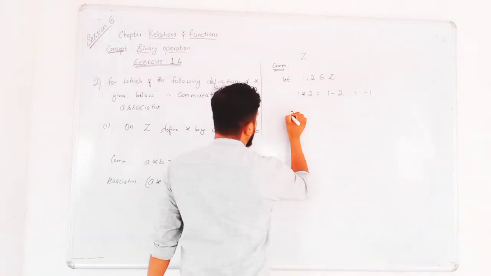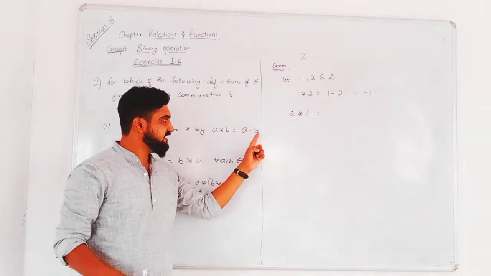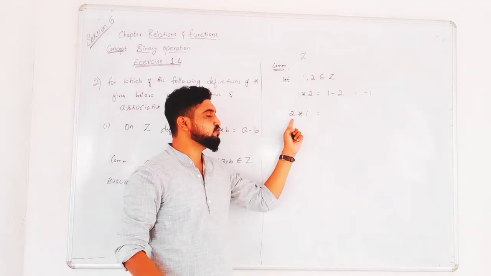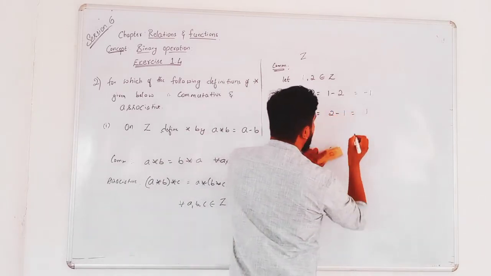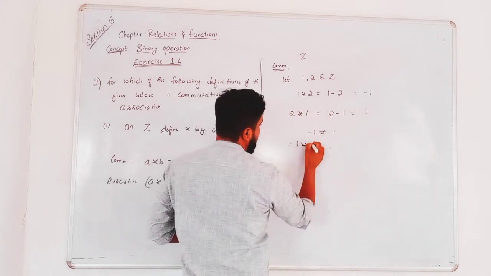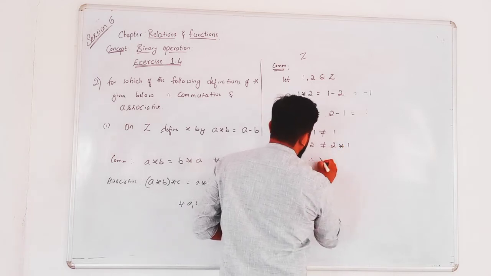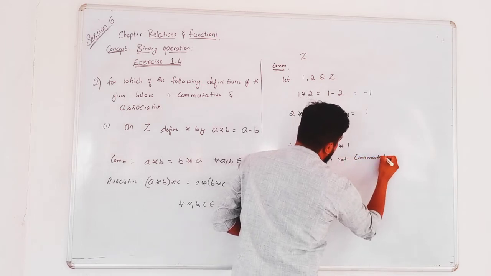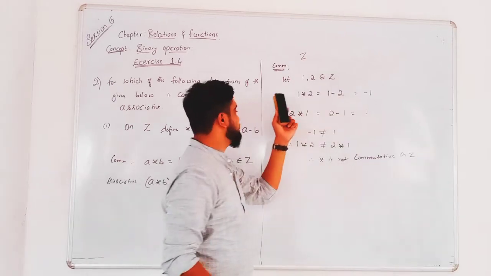So what is 2 star 1? A star b is first minus second. So 2 star 1 is first minus second, that is 2 minus 1. What is 2 minus 1? It is 1. So clearly these two are not equal. Minus 1 is not equal to 1. So therefore 1 star 2 is not equal to 2 star 1. So that implies star is not commutative on Z, defined by this definition.